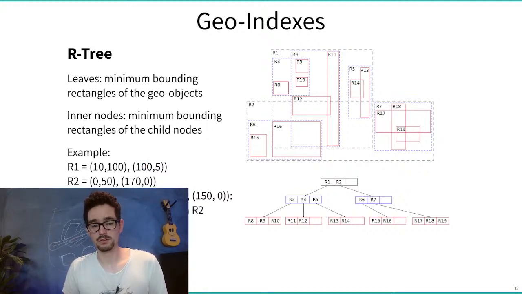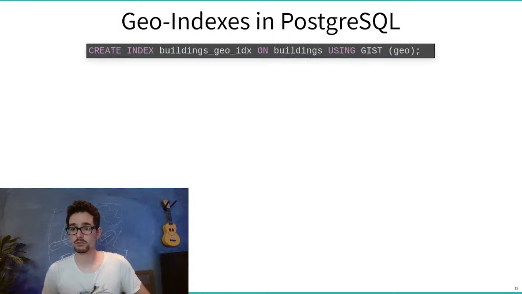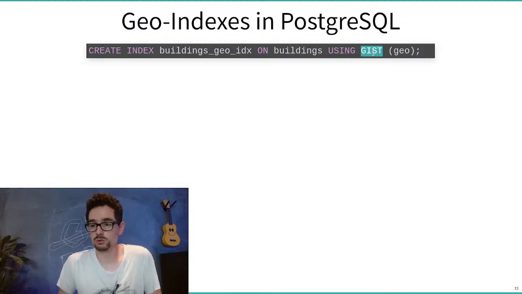So it makes searching for containment in the geodata much easier. And in PostgreSQL you can create such a geo-index by using gist. So it is a normal create index command, but you don't say using btree or using hash, you say using gist.